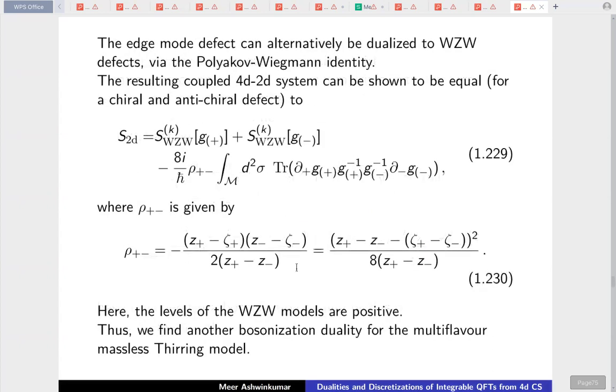And there is also one more bosonization that one can obtain because there is a duality from edge mode defect to WZW defect. And then we can compute the resulting effective 2D theory, which is a bunch of coupled WZW models as well. But the interaction is different, and the levels of the WZW models are now positive. So now we have two bosonization dualities for the multi-flavor massless Thirring model.